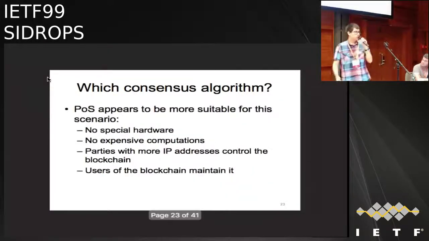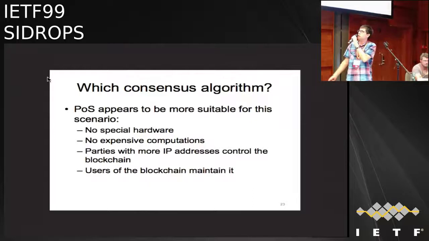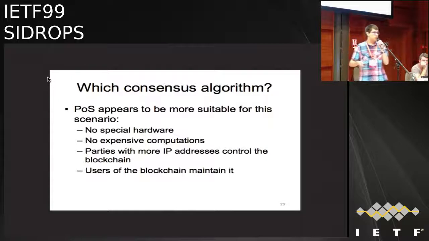But on the other hand, proof of stake appears to be more suitable for this scenario. It doesn't require special hardware or expensive computations. But the key point is that the parties that control the blockchain aren't the ones that have more computational power, but rather the ones with more IP addresses. So in other words, the people who use the blockchain maintain it.